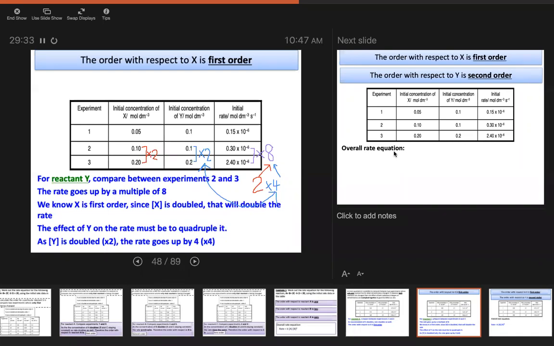By the way, for reactant Y, you can also use experiment 1 and 3. Okay, no problem with that. But it's just that your X goes up by 4, your Y goes up by 2, your rate goes up by, let's see, 2.4 divided by 0.15. It goes up by 16.